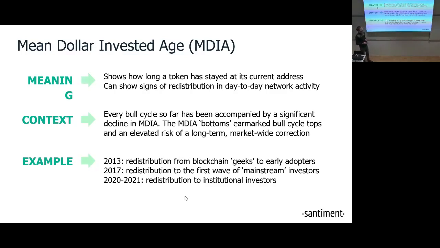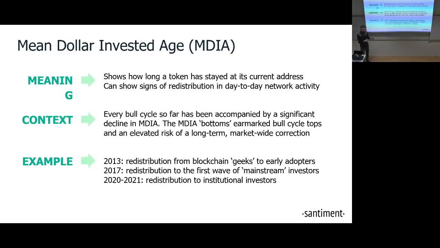So mean dollar invested age is a metric that we developed back in 2019. And essentially, we're going to use Bitcoin as an example, but the same patterns work for any cryptocurrency, right? So the way that this metric works is we collect data from the blockchain, and then we try to determine how long each unit of Bitcoin has stayed in its current address. And then we compute the average age of all those Bitcoins. By age, I mean the amount of time that a particular unit of Bitcoin has stayed in its current address. Let's say I acquired Bitcoin 30 days ago, so that unit of Bitcoin has an age of 30 days, right?